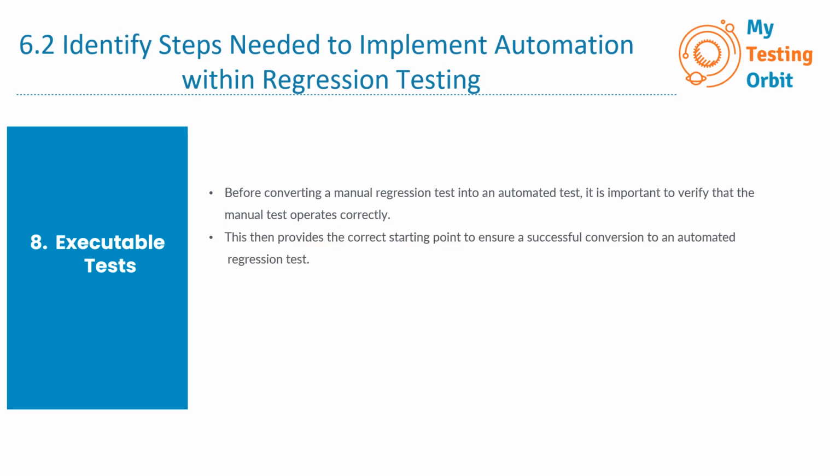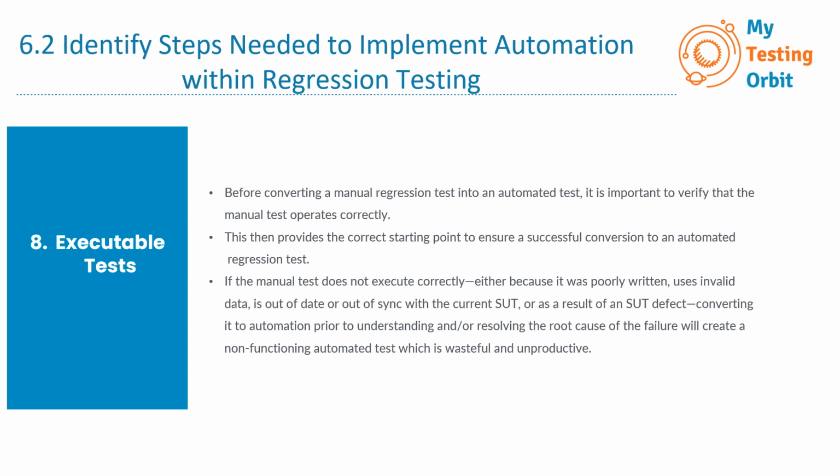Making sure that the manual test is accurate is like having a good starting point for turning it into an automated test. It is similar to having a solid base before building something on top of it. This helps to make sure that the automated test will work smoothly and effectively.